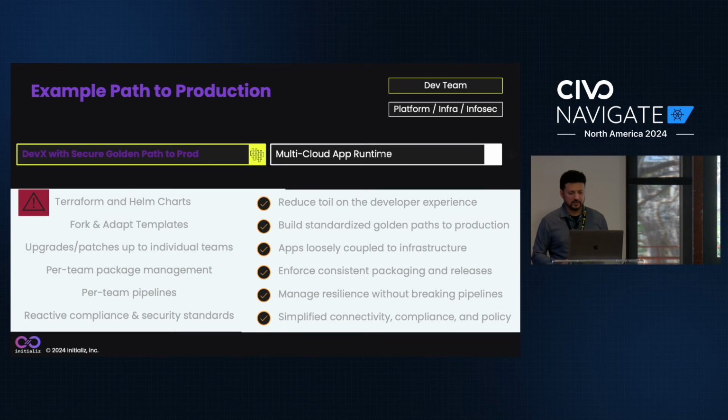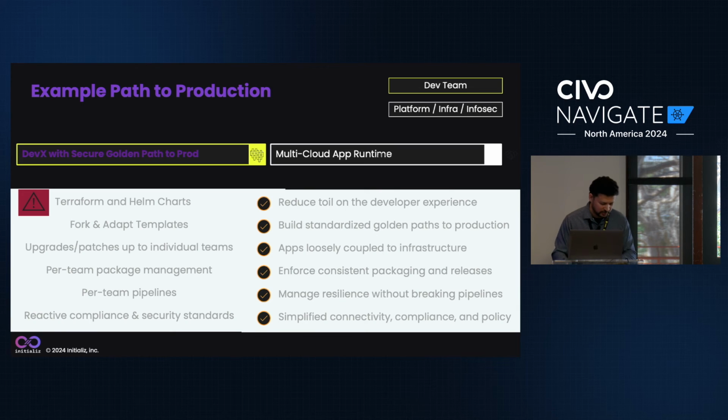It reduces the toil on developer experience. You have a standardized golden path to production, and the majority of teams are using that path to production. And then you can enforce policies, you can enforce governance and pipelines. So essentially it's going back to the whole concept of platform engineering and why platform teams are building a platform for developers so that we can improve on the DevX side of things.